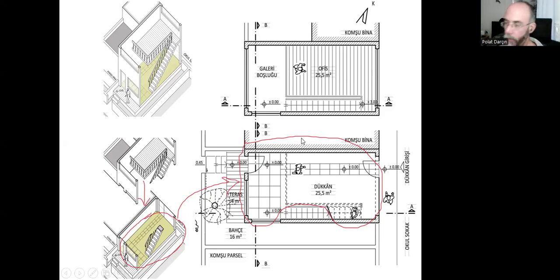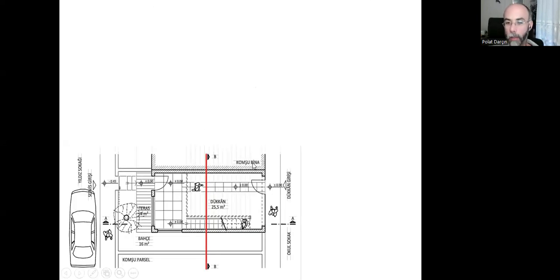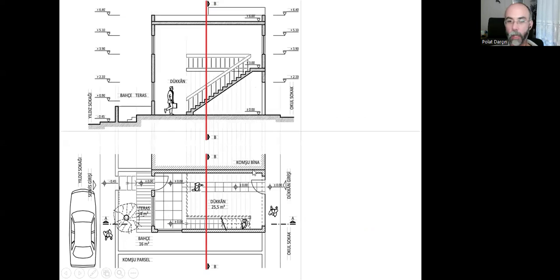I advise you to stop the video and do this with your hands, practice it, so that you learn these principles and you can transfer them to your own projects. This is how we can do the drawing correctly. Let's do the BB section this time.